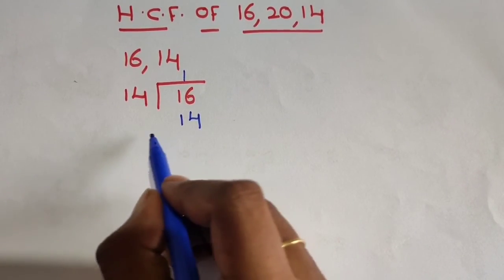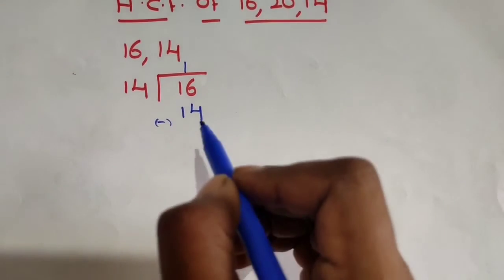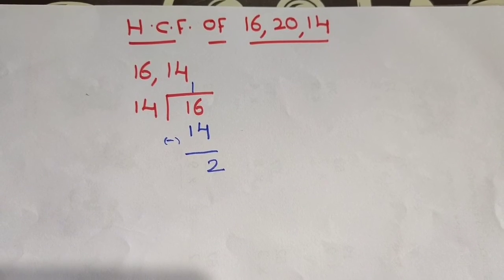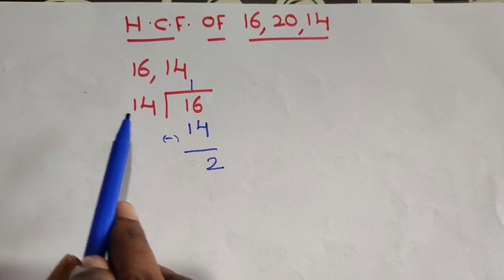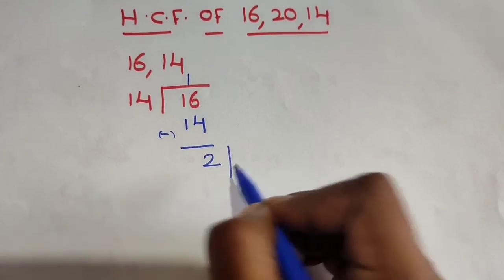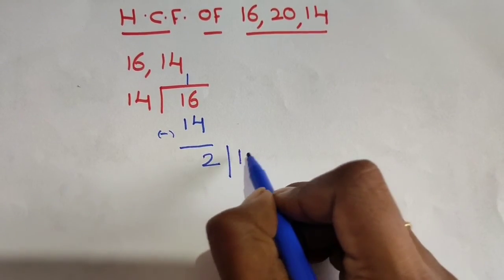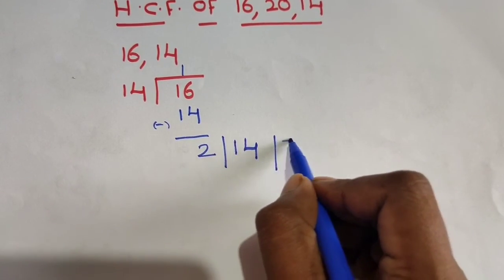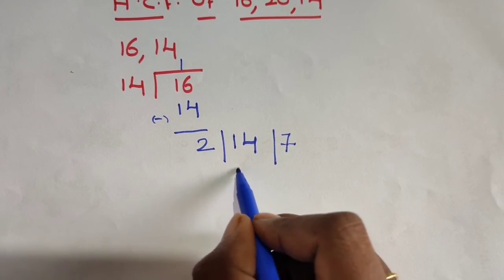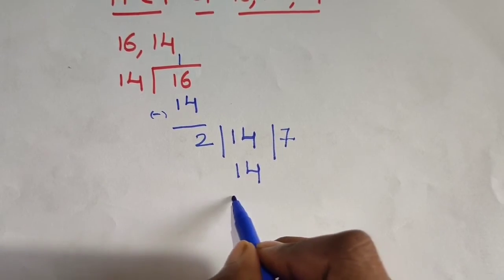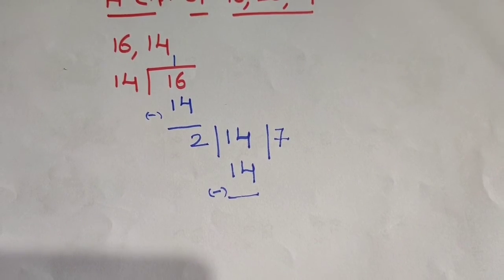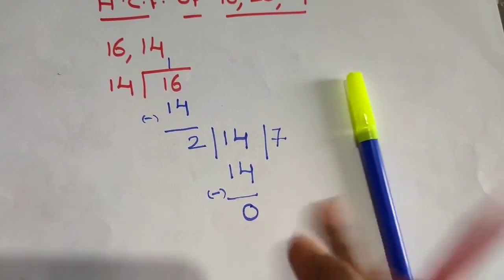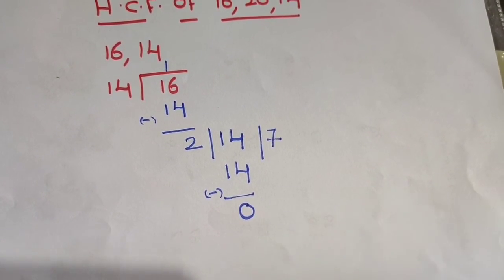Again what we have to do? We have to subtract 14 from 16, which gives 2 as our remainder, right? Now take the divisor, which is the previous divisor here, 14. So write 14 and divide it by 2. 2 sevens are 14. So if you subtract 14 from 14, you will get 0 as the remainder. As we already said, we have to continue this process till we get 0 as our remainder.